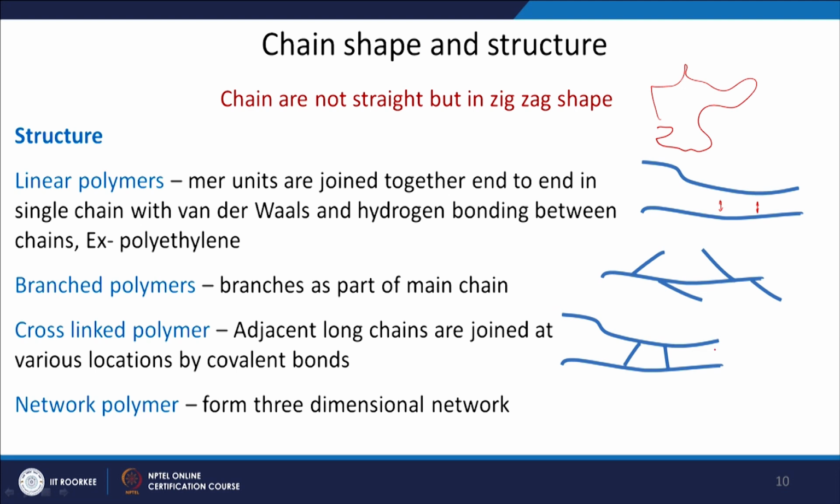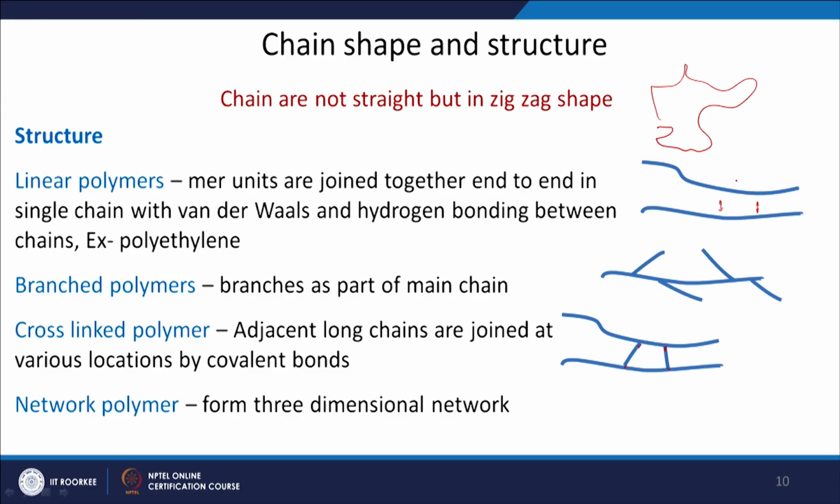In this case, the two big chains are connected with each other with cross linking. So, these cross linkings are there. Adjacent long chains are joined at various locations by covalent bonds. And then there can be a network polymer which forms a 3-dimensional network.